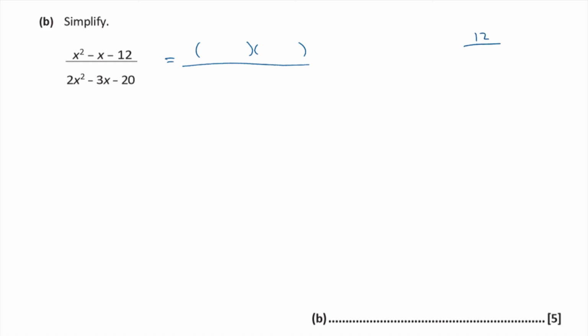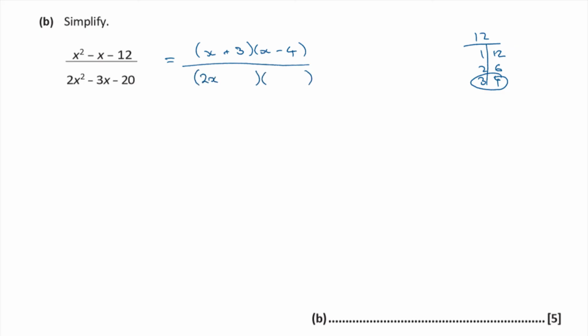Well, 12 has got factors 1 and 12, 2 and 6, 3 and 4. Which pair, if one is positive and one is negative, because it ends in a minus number, so it's going to be x plus, x minus. So which pair gives you minus 1 in the middle? I think it's going to be this one here, isn't it? 3 and 4. So if I've got x plus 3, x minus 4, they multiply together to give me minus 12 and add up to minus 1. Okay, and then on the bottom row, can I do something similar?